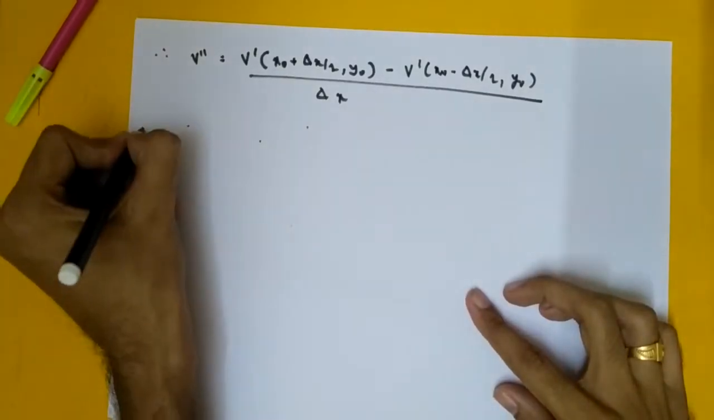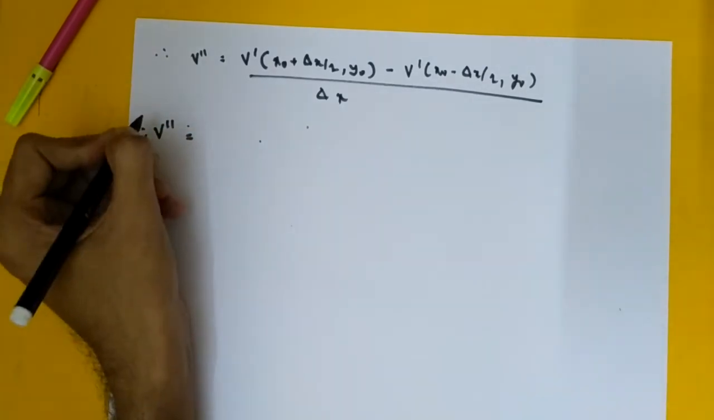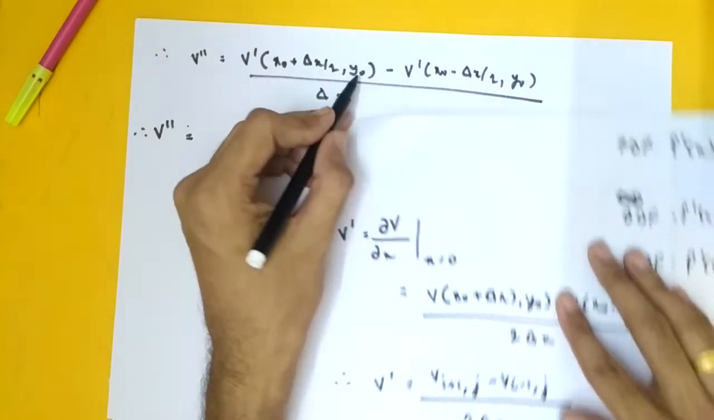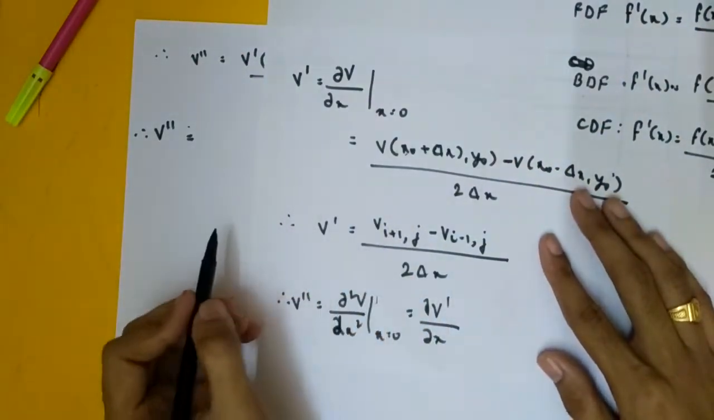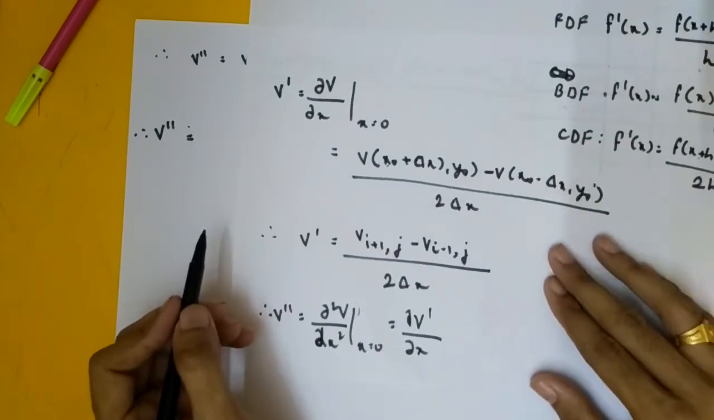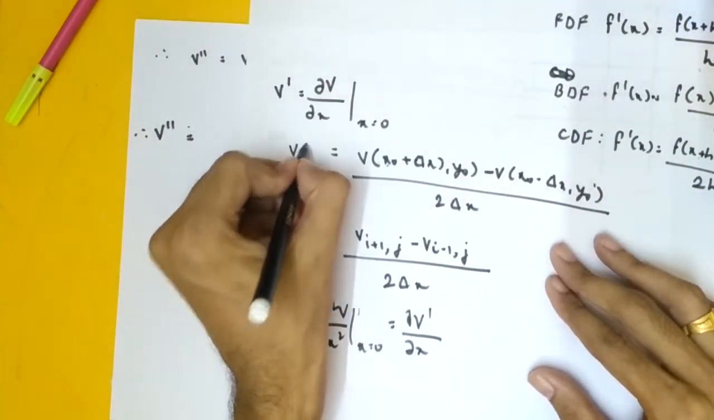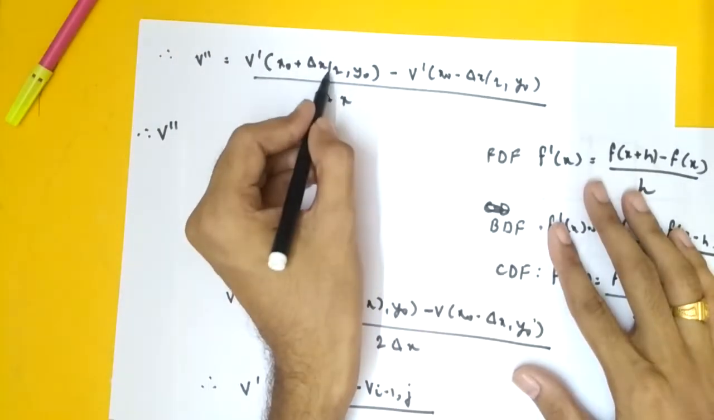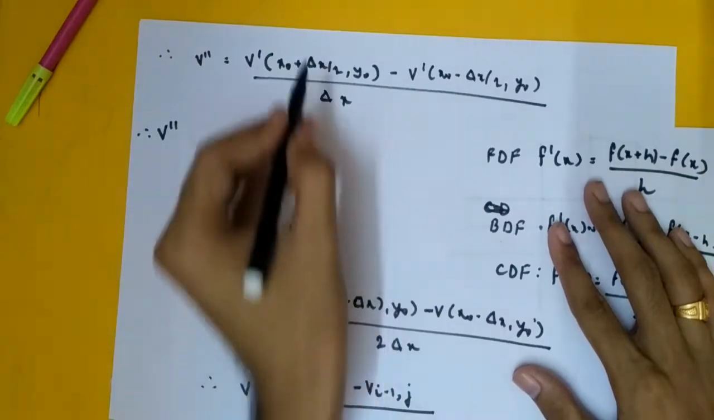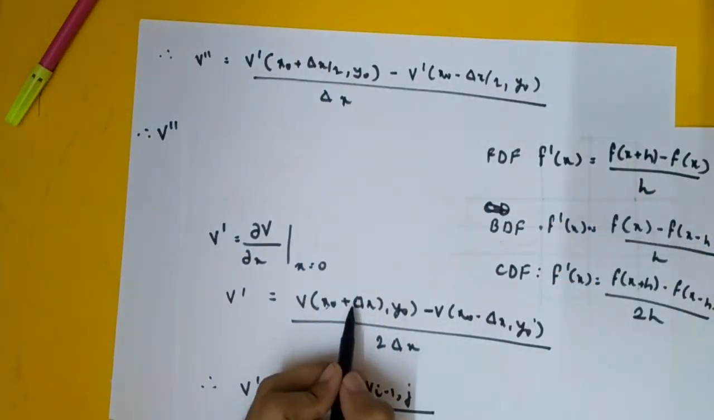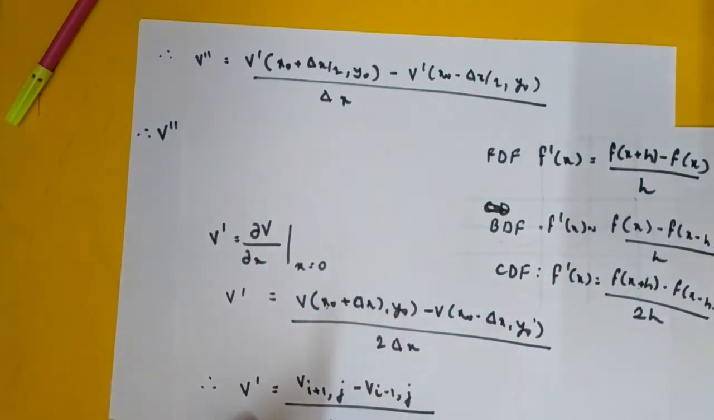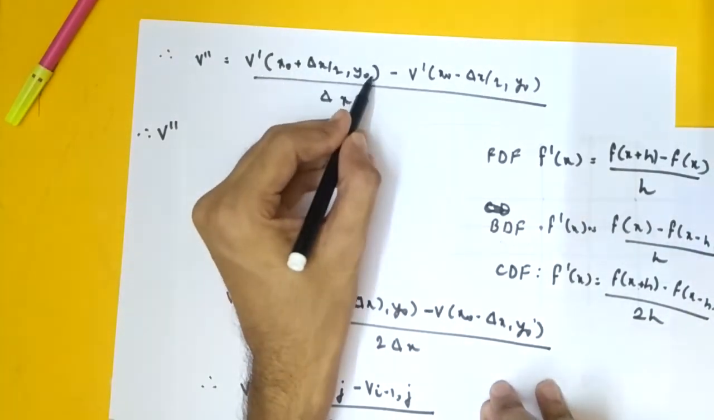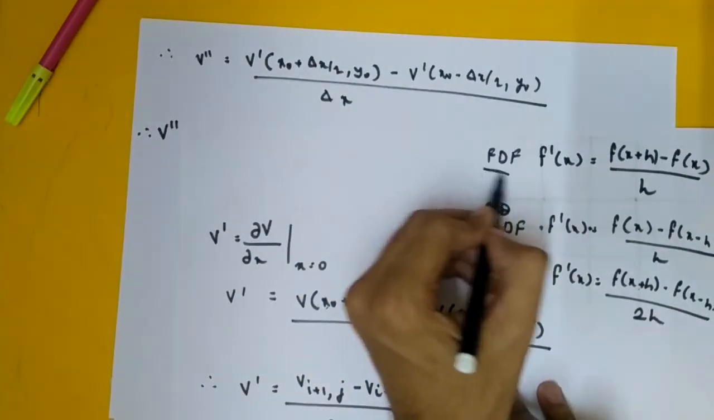So if you solve this, therefore v double prime equal to, so now what is v prime of x naught plus delta x by 2 comma y naught? What it will be? You can say this is what v prime, right? So instead of this expression, delta x की जगह क्या है? delta x by 2, right? So what it will be? So it is v prime of x naught plus delta x by 2, y naught. So it indicates what? Forward difference formula, right?